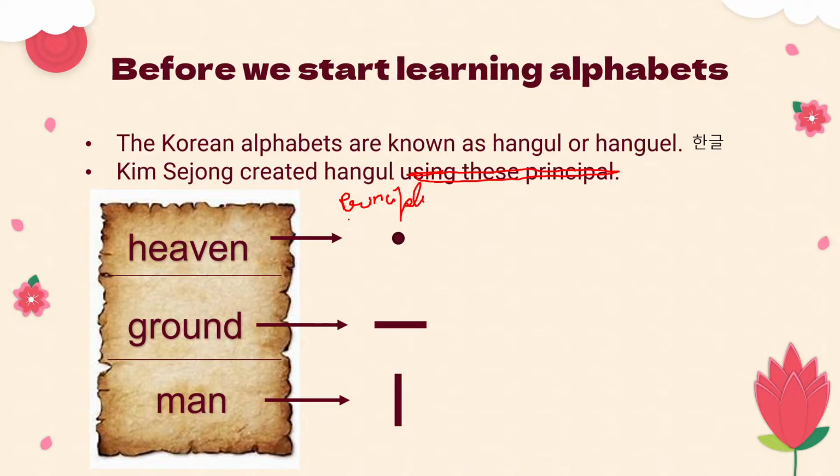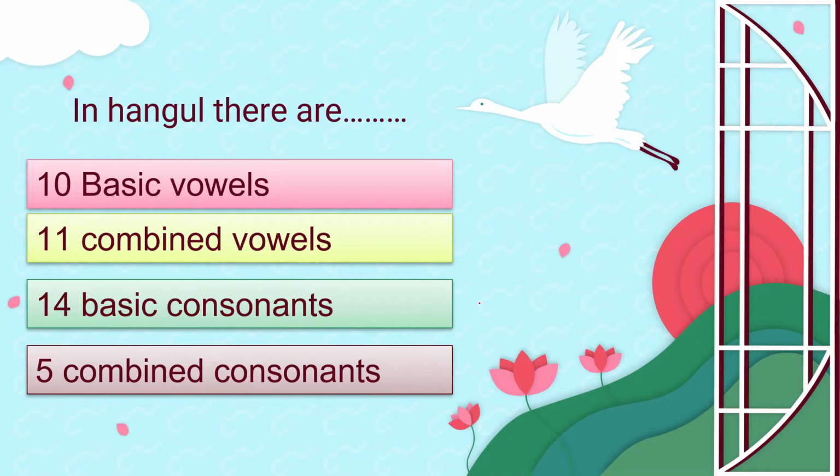Okay, so this is the principle through which the vowels were created. And you really don't need to look at the principle or get confused by it. This is just a general thing to know, that this was the principle from which he created the vowels with these shapes or lines. Now let's move on. In Hangul, there are 10 basic vowels, 11 combined vowels, 14 basic consonants, and 5 combined consonants. Combined consonants, double consonants, or tense consonants, these three names are fine, they all are correct.